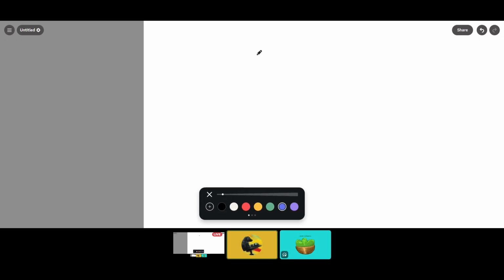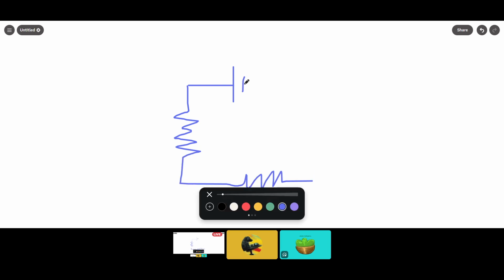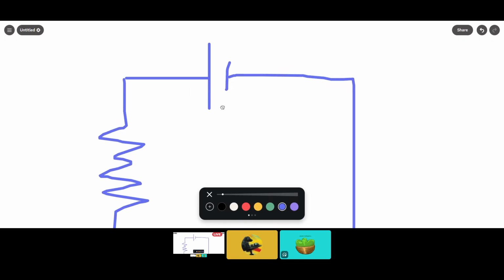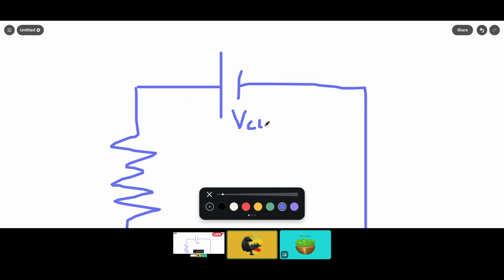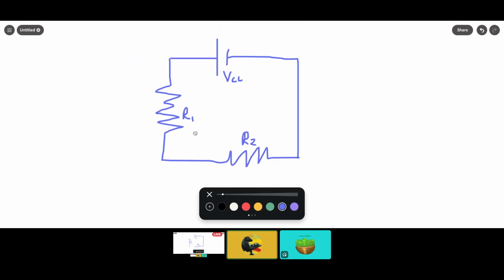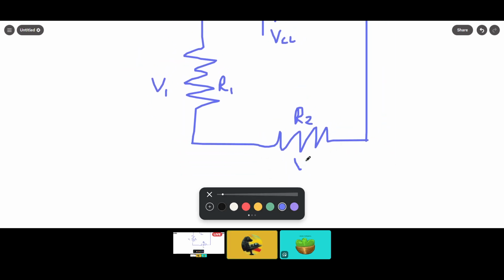So KVL is basically, let's say you have this circuit, and there's a resistor here and another resistor here. KVL is trying to relate voltages to each other. Let's call this VCC, this is R1, and this is R2. Remember how I said components eat up voltage? R1 eats up V1 voltage, R2 eats up V2 voltage.